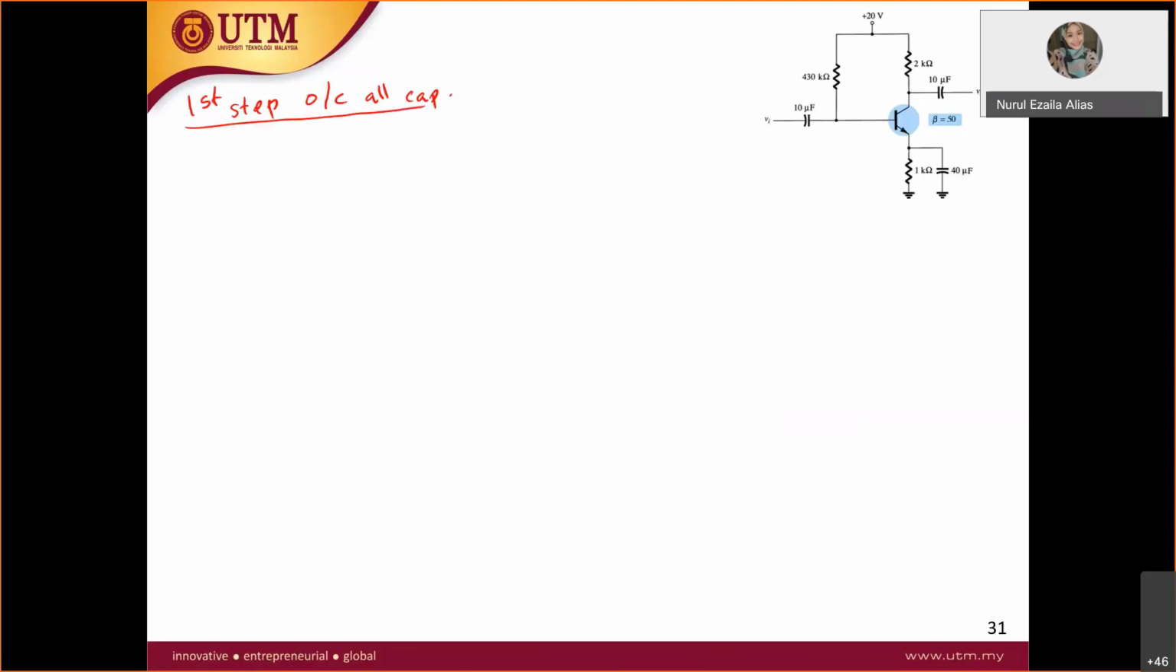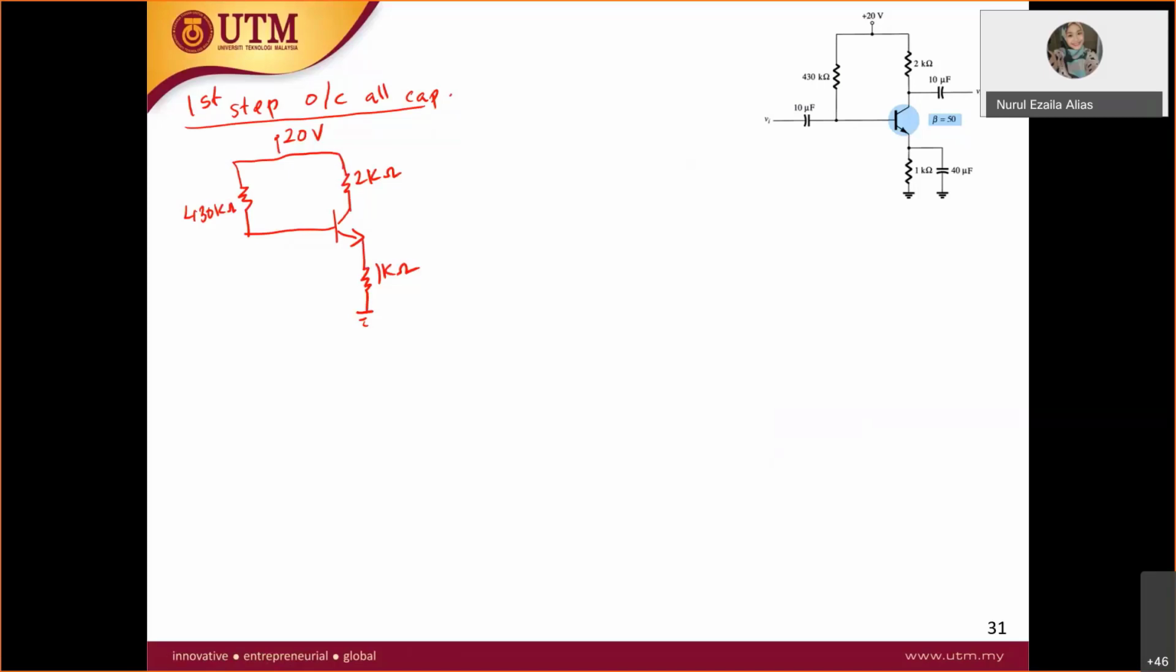Okay, when you open circuit, you redraw, you will get something like this. So you have your BJT, and then you have your resistor, another resistor here. Okay, and then you have 20 volt. This is 430 k ohm. This is 2 k ohm. And this is 1 k ohm. Right, so you open circuit all the capacitor.